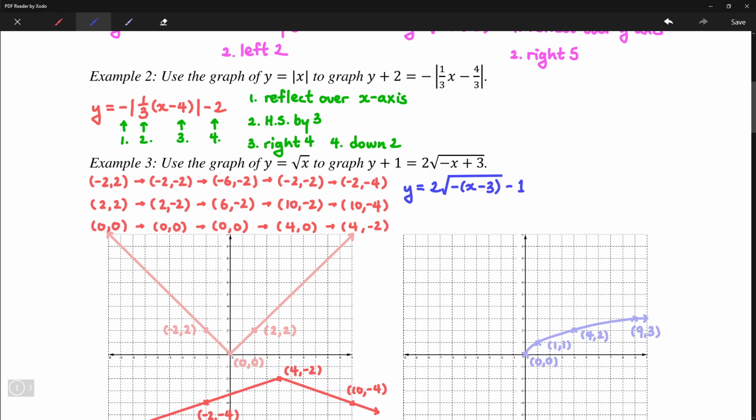And now we can look at the transformations. Just like in the previous example, going from left to right, there's transformation 1, 2, 3, and 4. Transformation number 1, vertical stretch by 2. Transformation number 2, reflect over the y-axis. Transformation number 3, right 3 spaces. And transformation number 4, down 1 space.